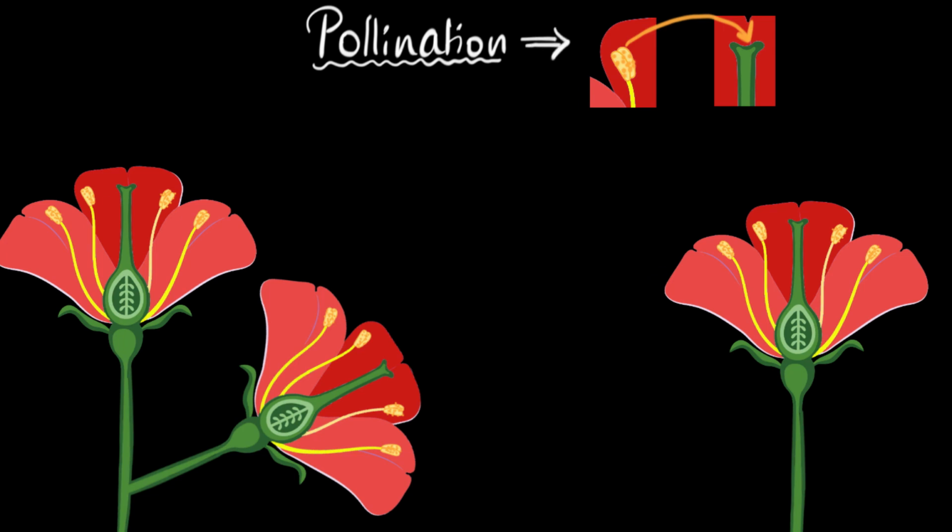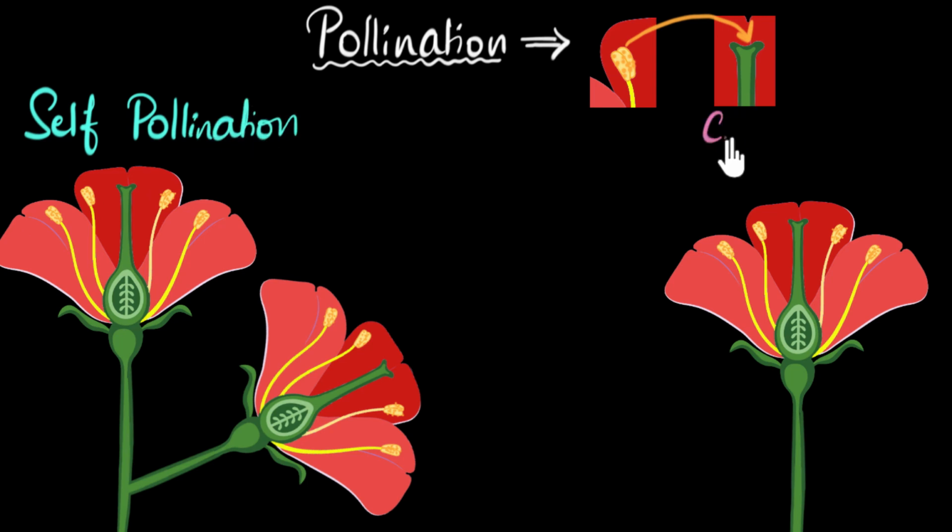Now, based on whether the pollen grains are transferred within the same plant or between two different plants, we can classify pollination into two kinds. The first one we'll call self-pollination. And the second one is cross-pollination. Let me write that correctly. So let's start with self-pollination.